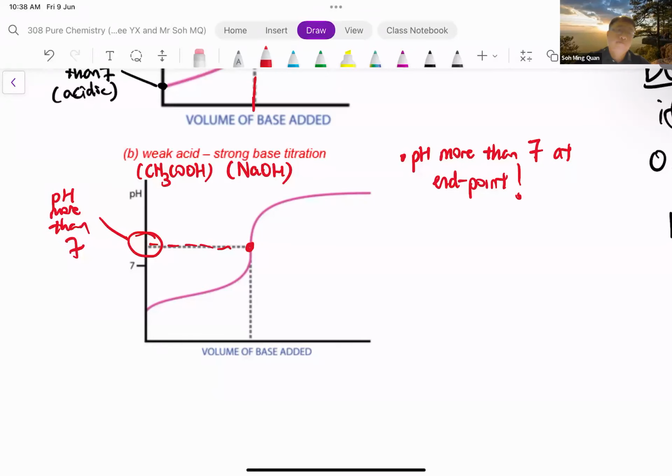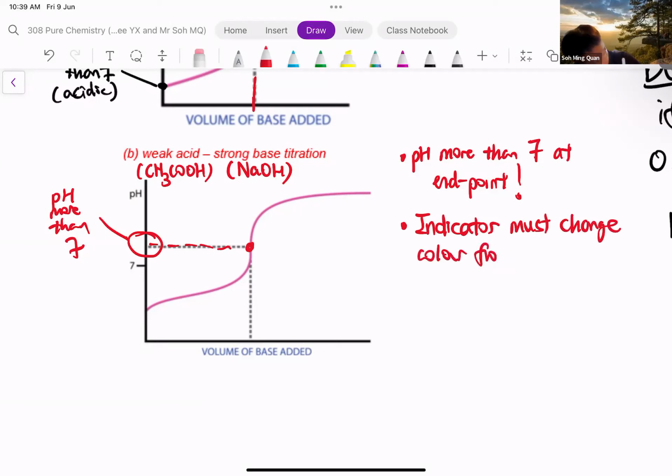Okay? So you can see your indicator that you choose for this titration must change color from pH here to here. So it's about 7 all the way to 11. All right. Now, this indicator is usually phenolphthalein. Phenolphthalein.